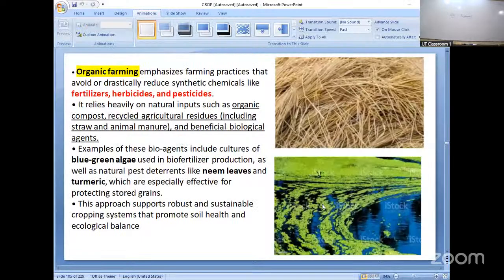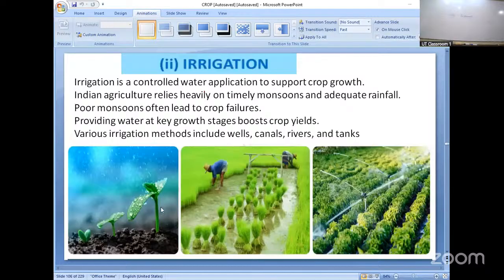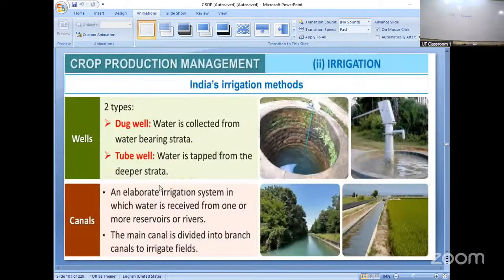So blue-green algae are used as biofertilizers. Neem leaves and turmeric are also effective for the stored grains, right? Then watering the plant is called irrigation, and irrigation is very important for the plant. Okay. Various irrigation methods are wells, canals, rivers, tanks. See, these are wells, dug wells and tube wells, and the canal.